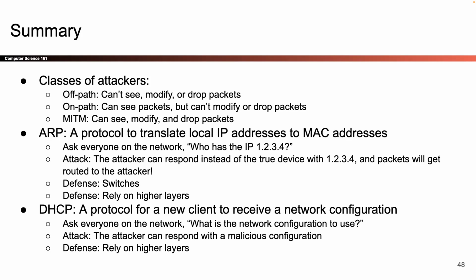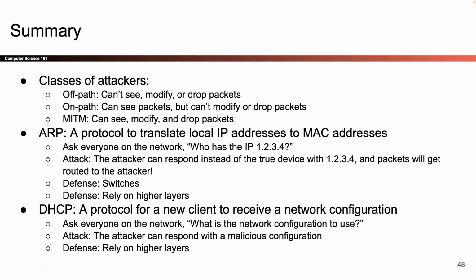Okay. So quick summary, we talked about the classes of attackers from last time. They're going to come up over and over again, so make sure that you get super familiar with the 3 classes of attackers. We talked about ARP and DHCP, which are kind of cousins in the sense that they both have the same vulnerabilities. I broadcast the question to the world, and I accept the first answer that comes back. In both cases, there's no way to trust the answer that comes back.